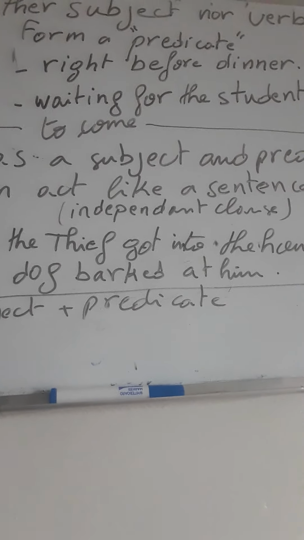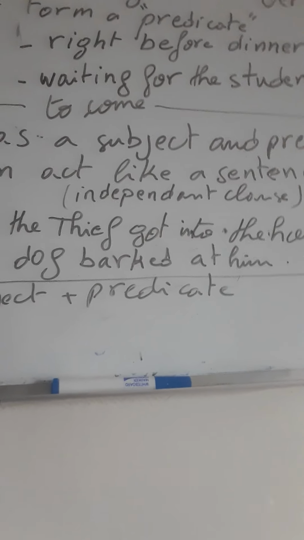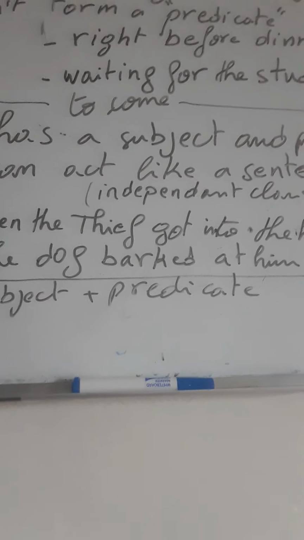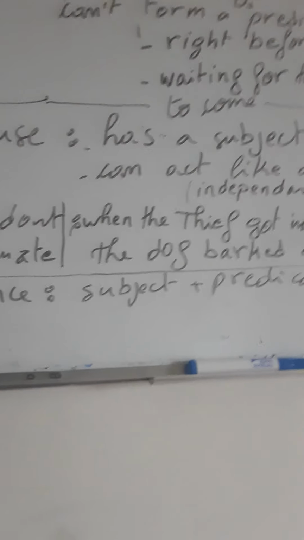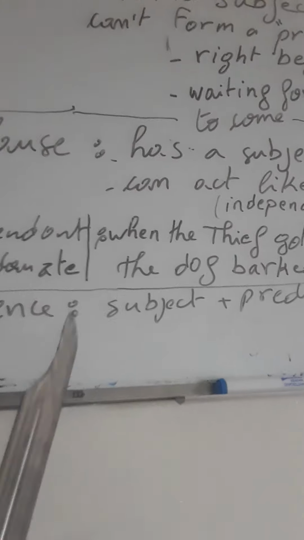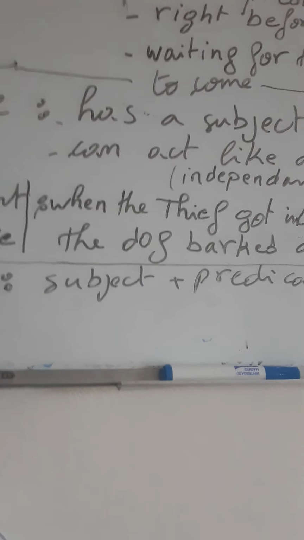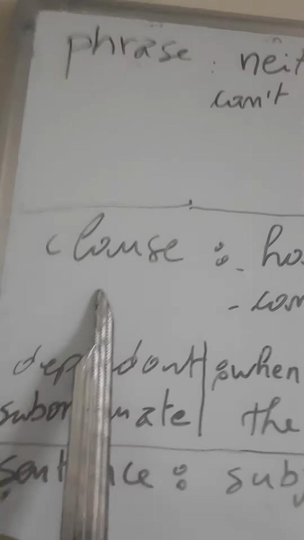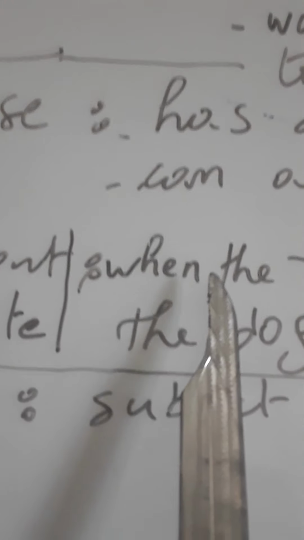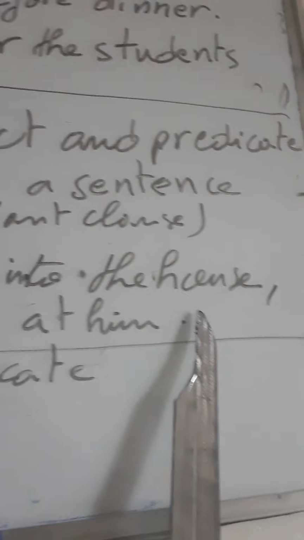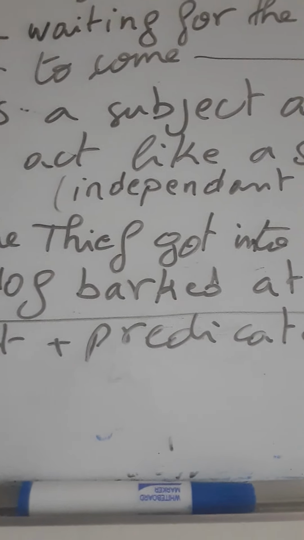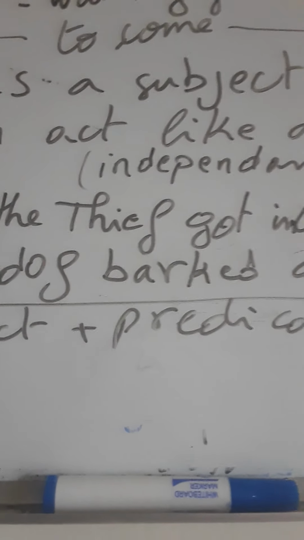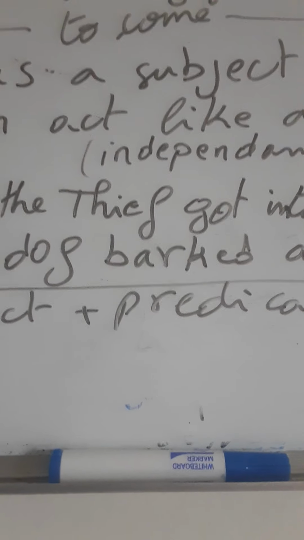But we added a relative pronoun. When the thief got into the house, it's not complete. So here it's a clause, okay? Why? Because "when the thief got into the house" is not complete. It's not complete. We are still waiting for something to complete the meaning of the first part.